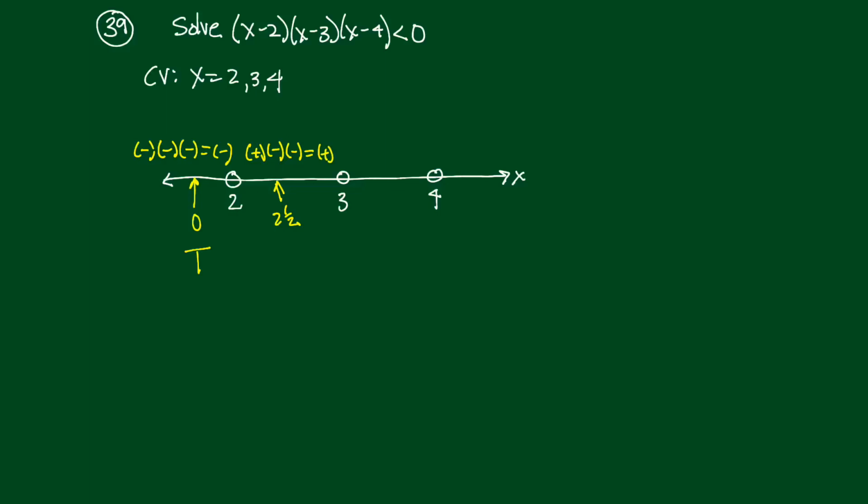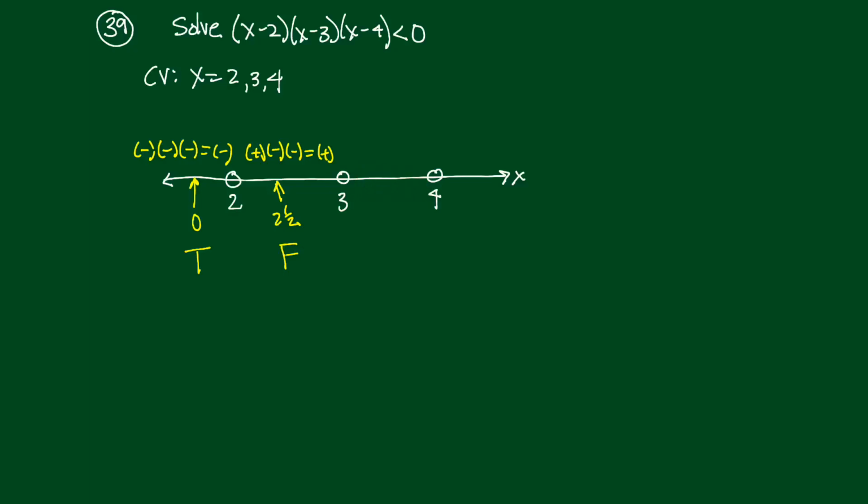So what we're saying is that if you pick any number in this interval and put it in here, you'll get a positive. And then you're saying that a positive number is less than 0. Well, that's false. So none of those numbers can be solutions. Now let's move on to this interval.